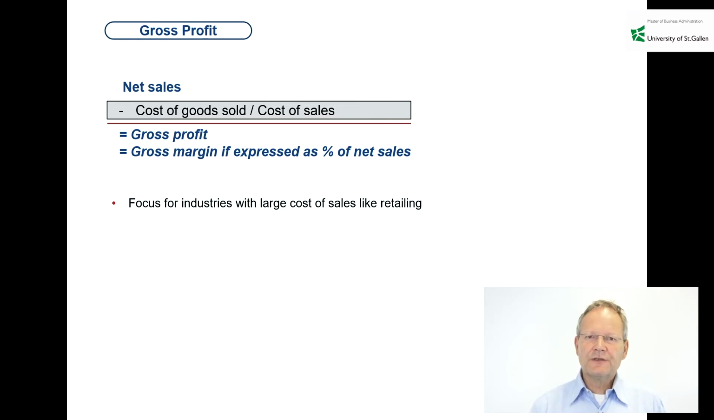If you talk about a classical retailer, let's talk about a discounter, for example, oftentimes up to 80% of their total cost is actually the cost of goods sold or cost of sales, sometimes also called cost of revenues. As always in finance and accounting, we have various different names for exactly the same thing in there. So clearly for a retailer, this is what you need to focus on if you want to know how well your business is actually running.